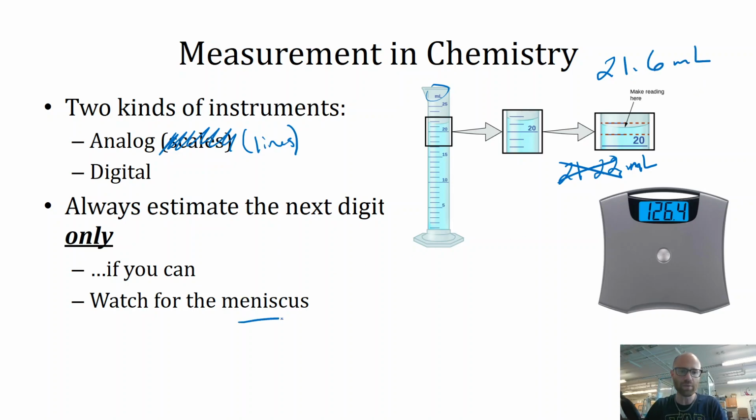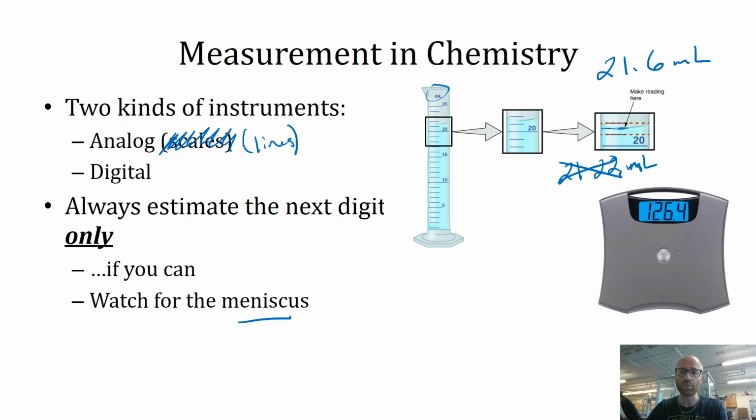And don't forget to watch out when we have a liquid like water in a container. Sometimes the liquid interacts with the container, and that's why you see that curve. It's called a meniscus, and when we're reading for water, we always read the bottom of the meniscus, and that's why I got 21.6. Some of you may also feel it's 21.5, and that's fine.